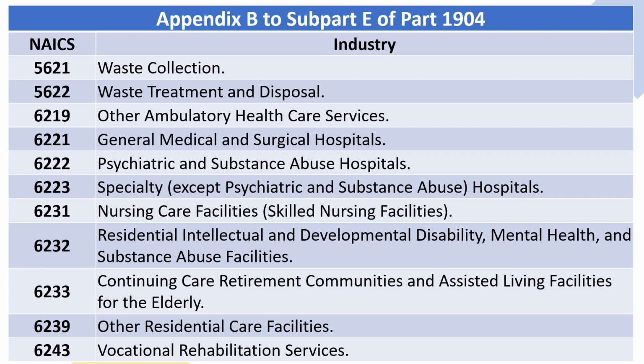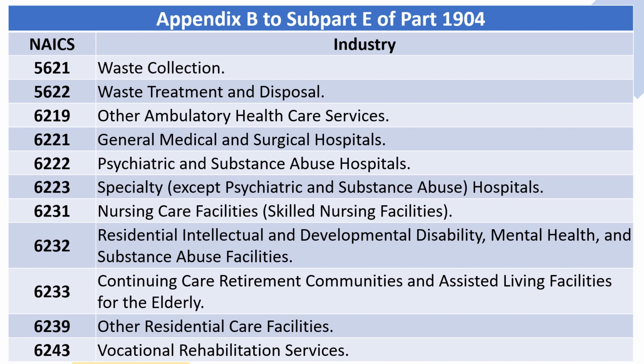6219. Other ambulatory healthcare services. 6221. General medical and surgical hospitals. 6222. Psychiatric and substance abuse hospitals. 6223. Specialty, except psychiatric and substance abuse, hospitals. 6231. Nursing care facilities, skilled nursing facilities. 6232. Residential intellectual and developmental disability, mental health, and substance abuse facilities. 6233. Continuing care retirement communities and assisted living facilities for the elderly. 6239. Other residential care facilities.